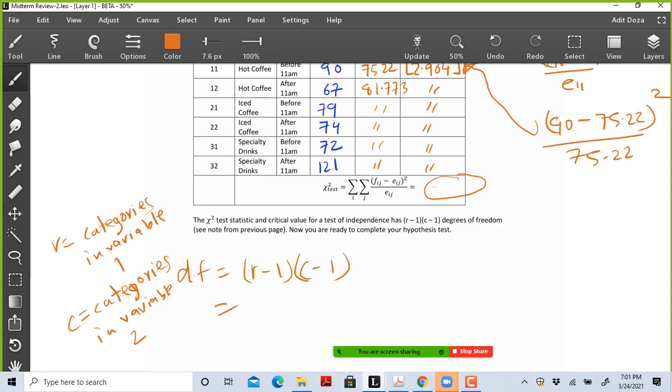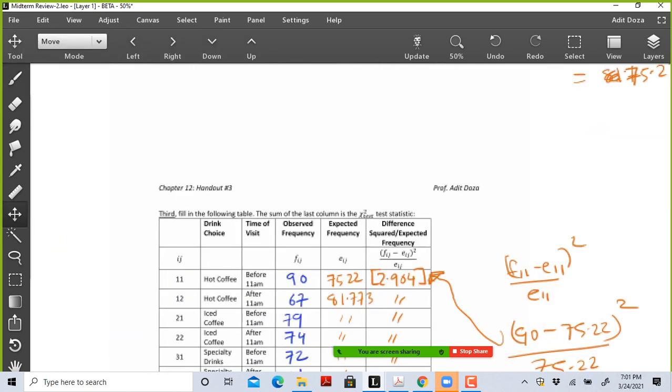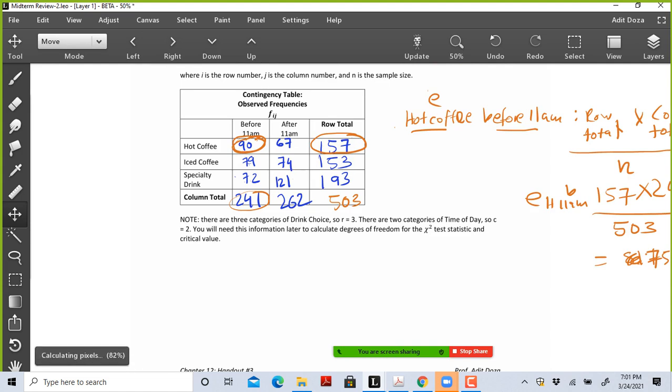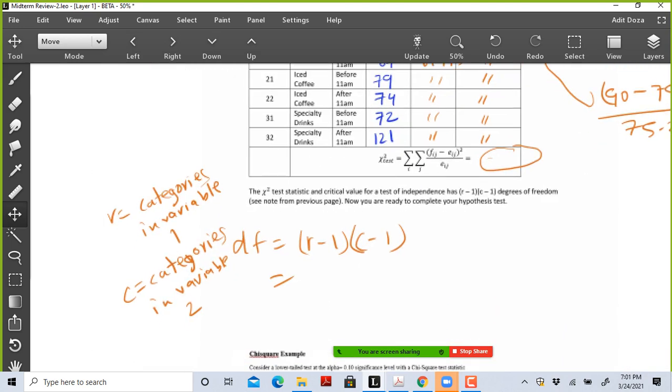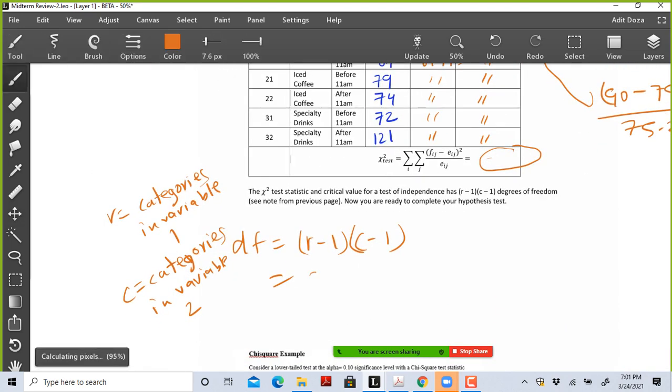So we have how many categories in the first category table? Hot coffee, iced coffee, specialty drink. So what is the value of R? R equals 3. What is the value of the second category? That is C. It's only 2. Before 11 am and after 11 am. So what would be the degree of freedom in this case? 3 minus 1, 2 minus 1. So this would be 2 times 1, which is 2.